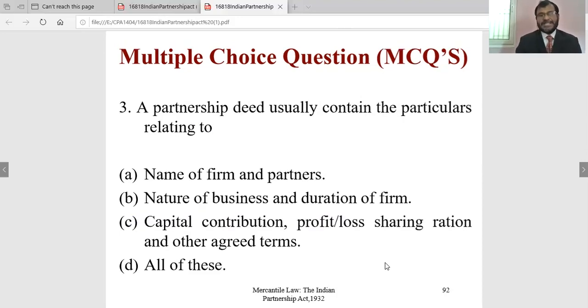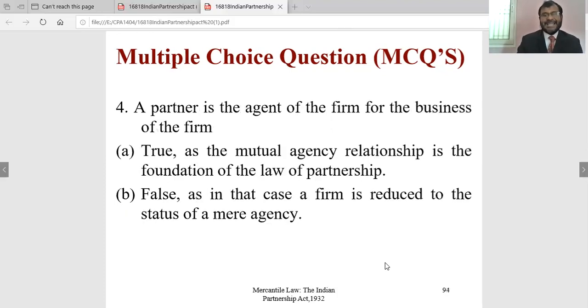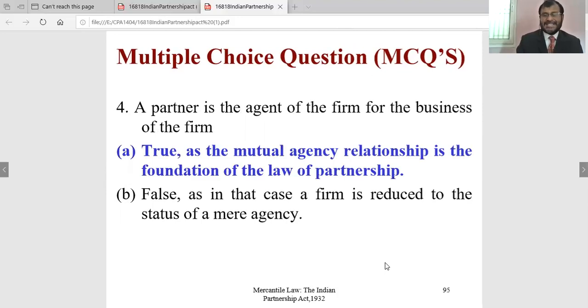Yes. Partnership deeds usually contain particulars relating to the name of the firm, nature of business and duration of the firm, capital contribution, profit and loss sharing ratio, all this. What is the answer? All these. Then, a partner is an agent of a firm for the business of the firm. True. Which is right? A is right. Mutual agency.